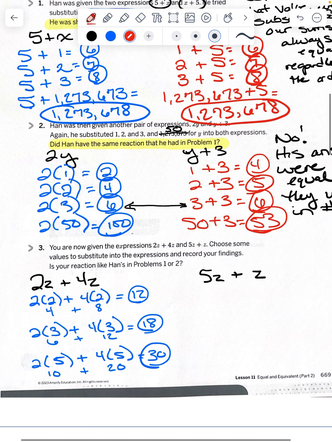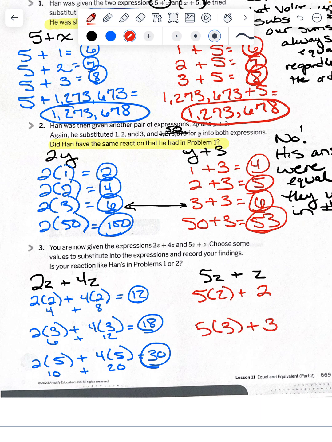Okay, they want to know if our answers would be the same if we still chose those same numbers to substitute in for our variables in 5z plus z. So let's do this side now. If I do 5 times 2 plus 2, and 5 times 3 plus 3, and 5 times 5 plus 5. So I still used 2, 3, and 5 for these.